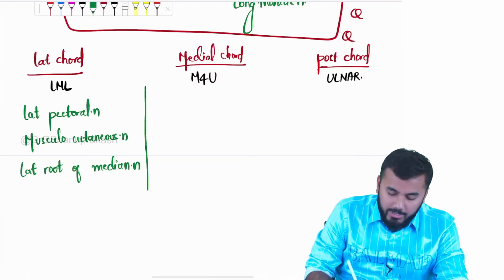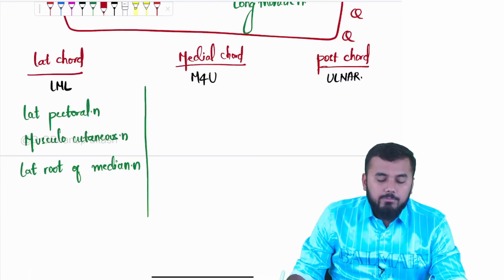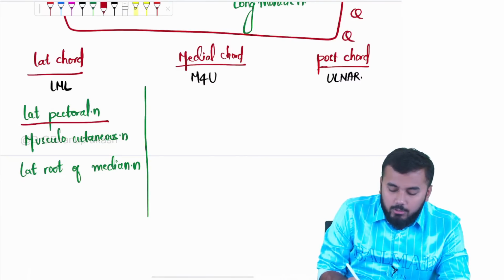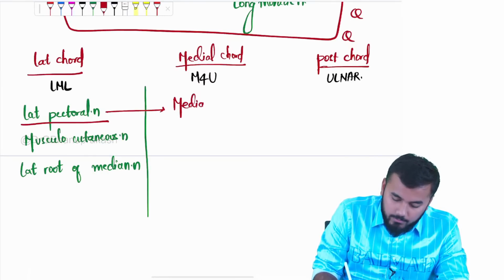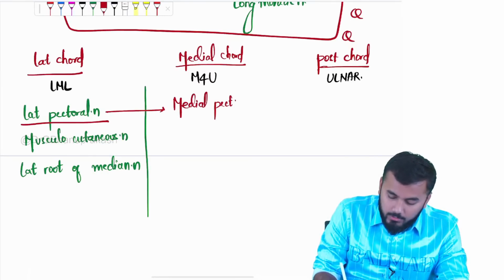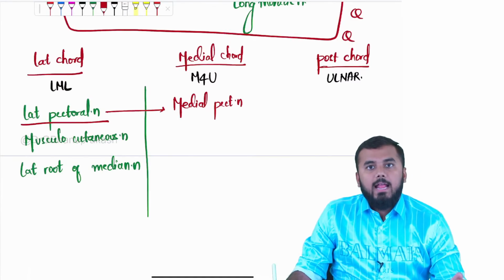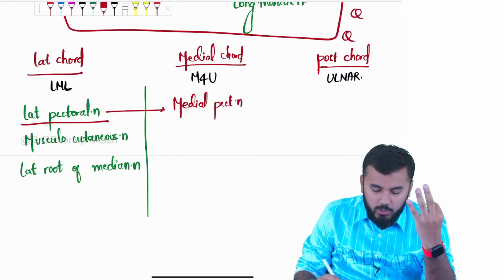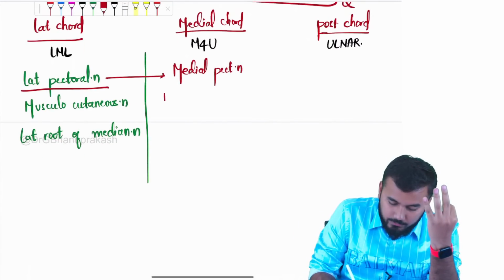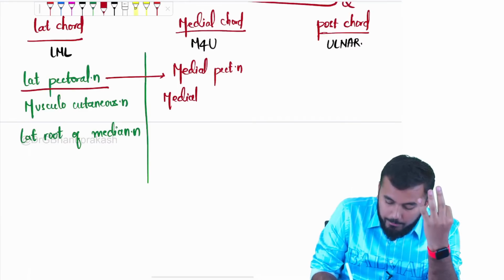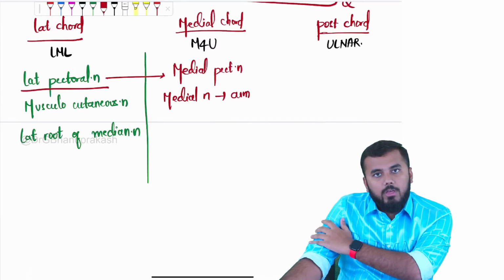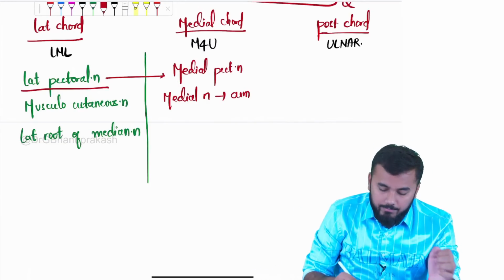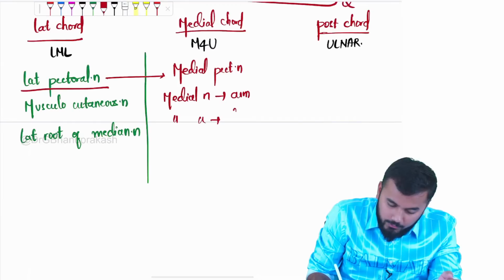Okay. Now coming to the M part. What does this M stand for? When I say lateral pectoral nerve, here the M means medial pectoral nerve. And there are three more M's. What are these three more M's? One is medial nerve of your arm. Medial nerve of your forearm.